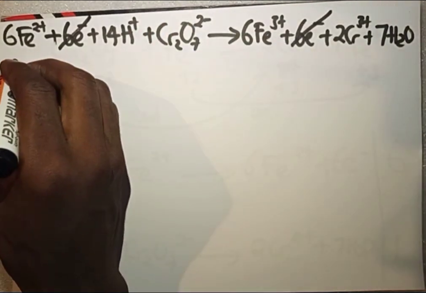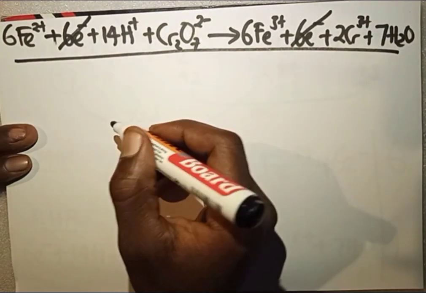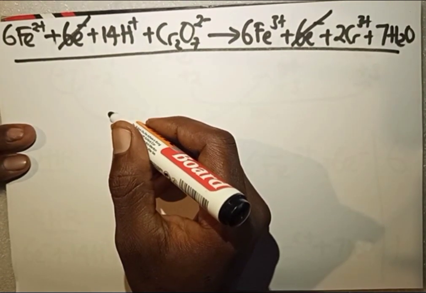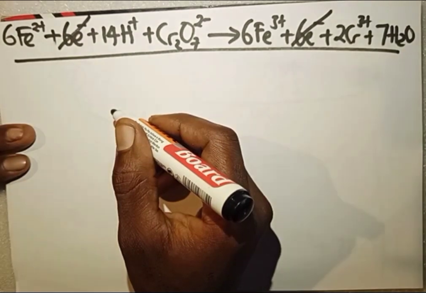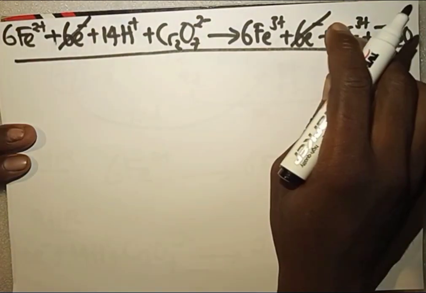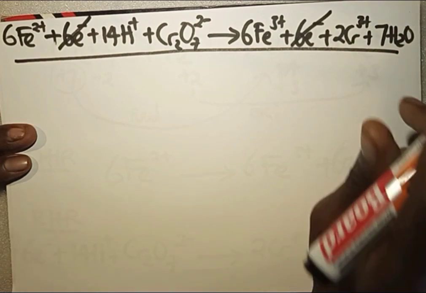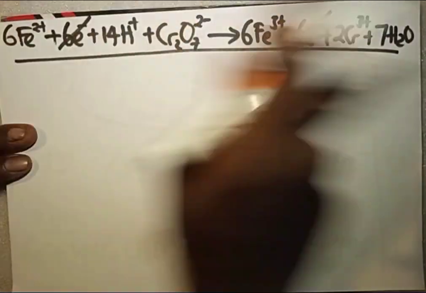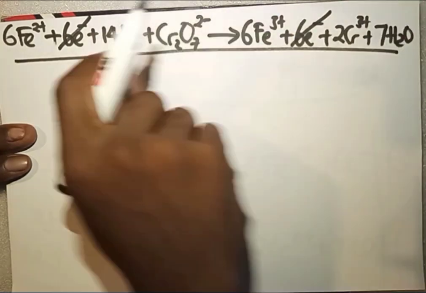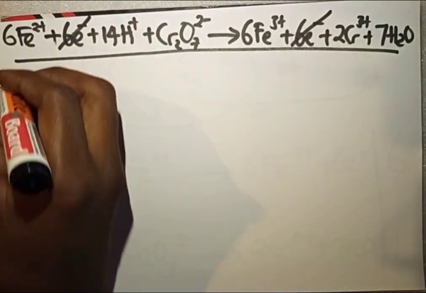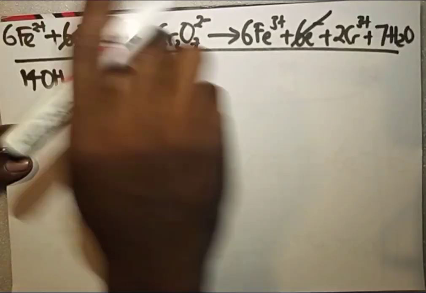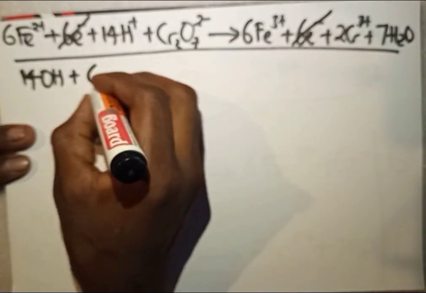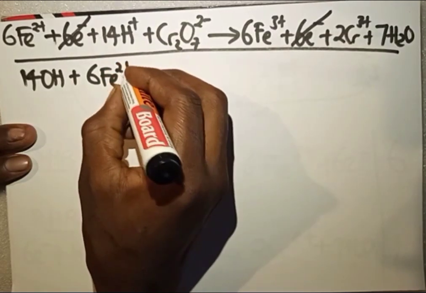If it was an acidic medium, this was going to be correct just like this. Now the question is asking us to balance this equation using half reaction method in basic medium, meaning where we need to add hydroxide. So from where we've ended, what we're going to do now is to add hydroxide to both sides using the number of hydrogen ions. How many hydrogen ions are we having? 14.